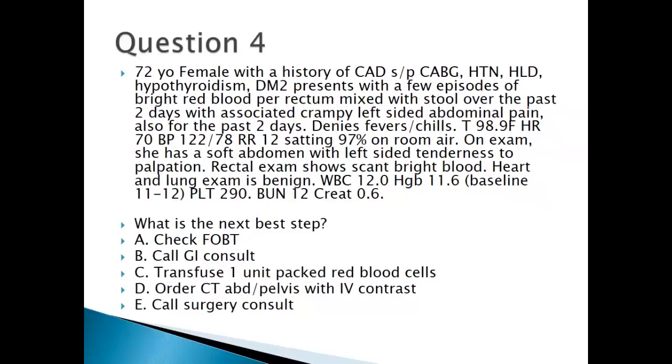72-year-old female with a history of CABG, hypertension, hyperlipidemia, hypothyroidism, type 2 diabetes, presents with a few episodes of bright red blood per rectum mixed with stool over the past 2 days, associated with cramping, left-sided abdominal pain, also for the past 2 days. No fevers or chills, afebrile, heart rate 70, blood pressure 122/78, respiratory rate 12, saturating 97% on room air. On exam, she has a soft abdomen with left-sided tenderness on palpation. Rectal exam shows scant bright blood.